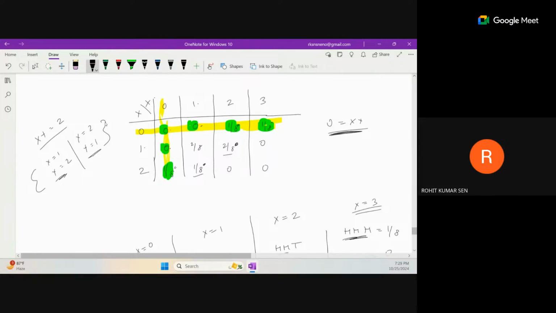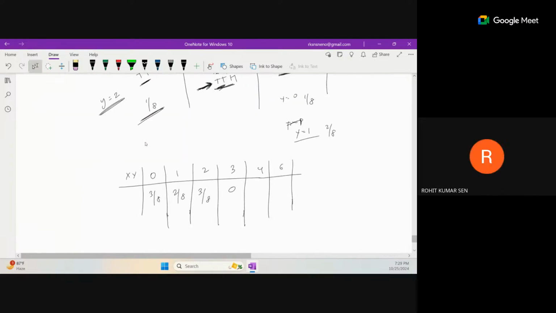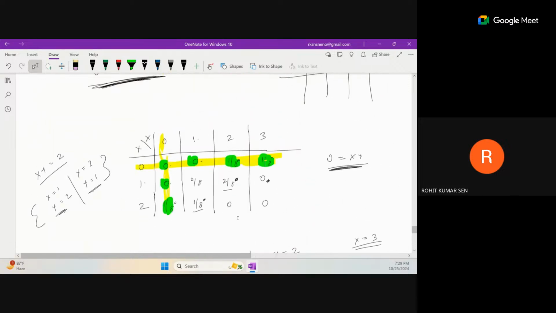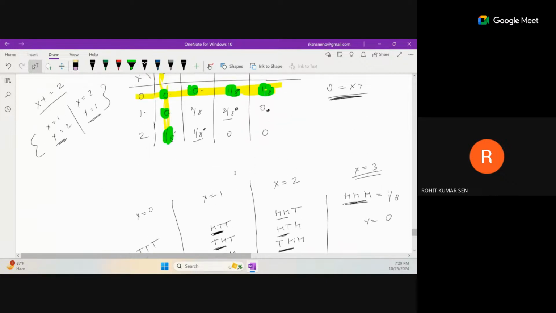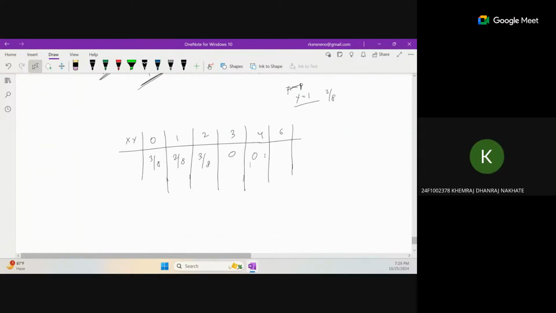It is only possible when my X is 3 and my Y is 1. So what is the probability? It is 0. I will write it. Okay, and another value is 4. It is only possible when my X is 2 and my Y is 2. What is the probability of X equal to 2, Y equal to 2? It is 0. Same way for 6, it is only possible when my X is 3 and Y is 2. It is 0.